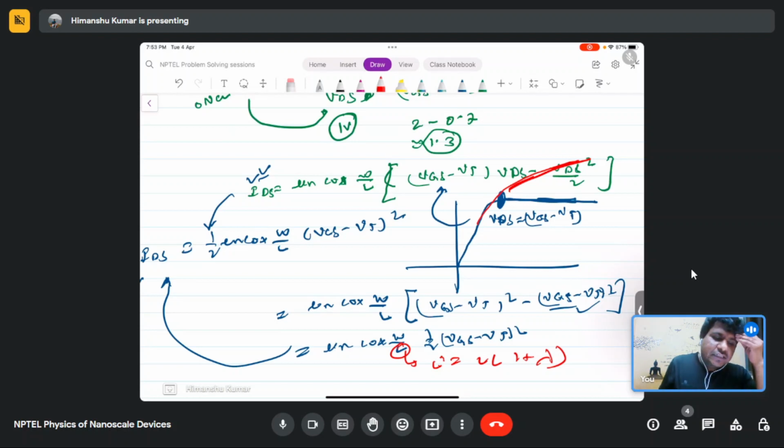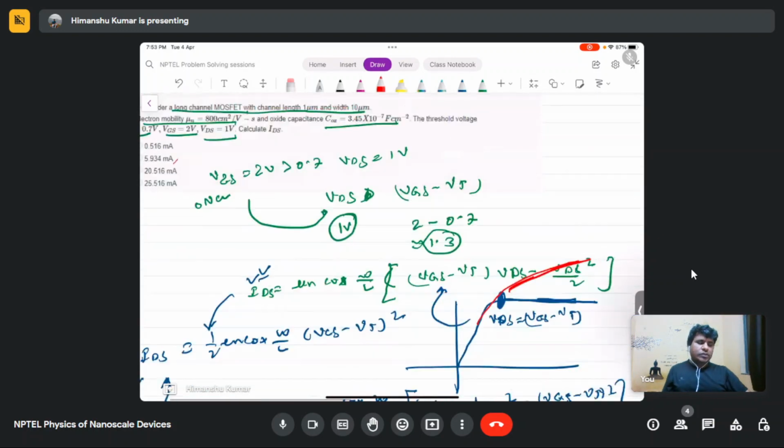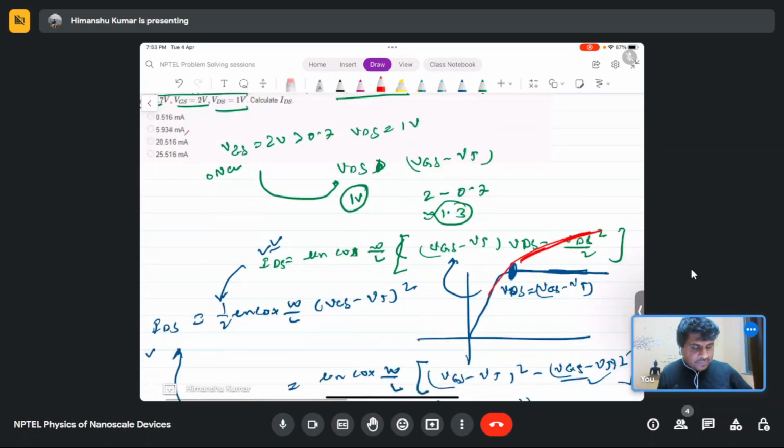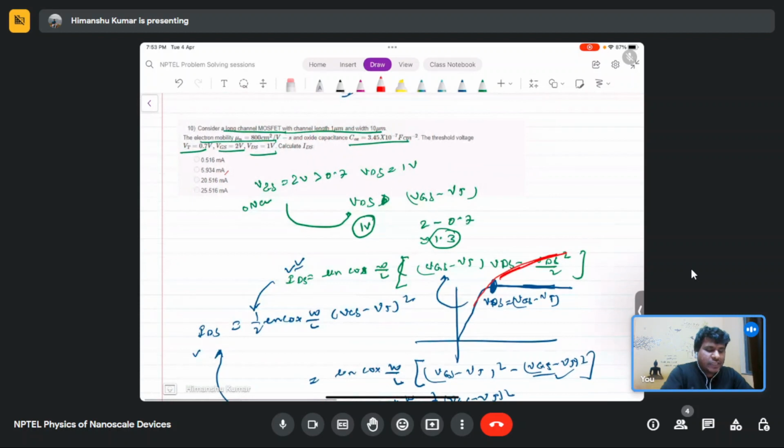So does that answer your query? Yes. Okay. So you can go either direct with this, if it is provided that you need to take the classical pinch off, or you can go with this one also.